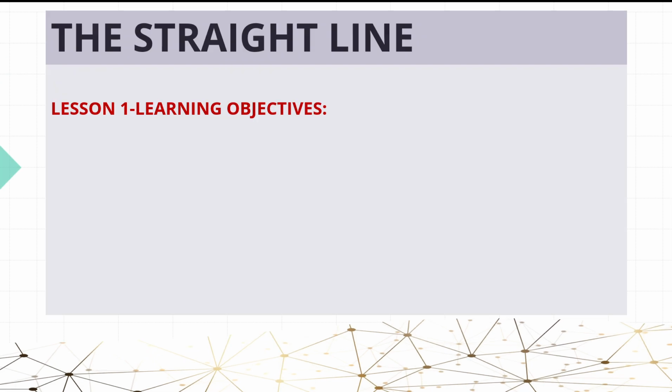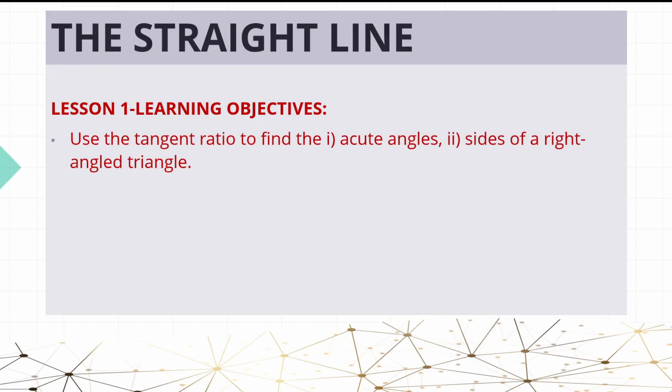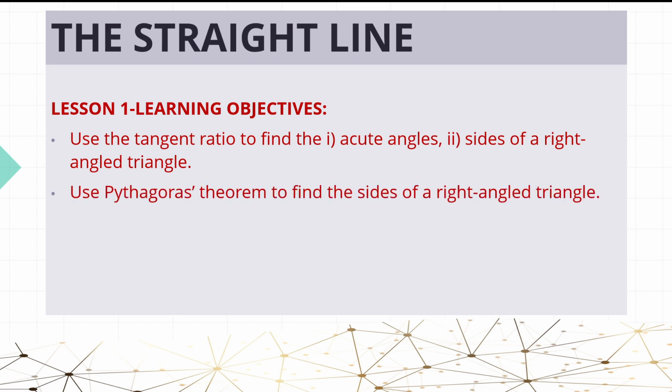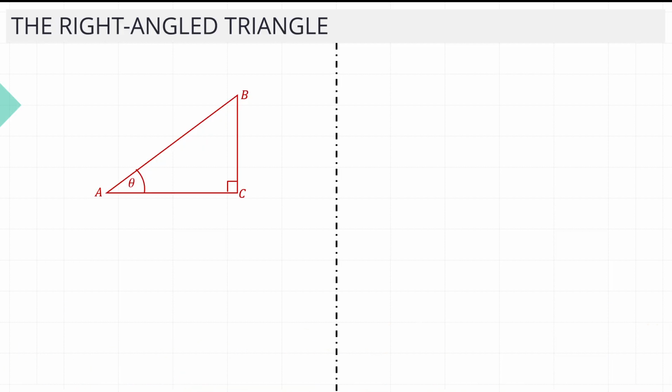By the end of this lesson, you'll be able to use the tangent ratio to find the acute angles and the sides of a right angled triangle. You'll also be able to use Pythagoras theorem to find the sides of a right angled triangle. Now, what's a triangle? A triangle is a plane figure bounded by three straight sides.